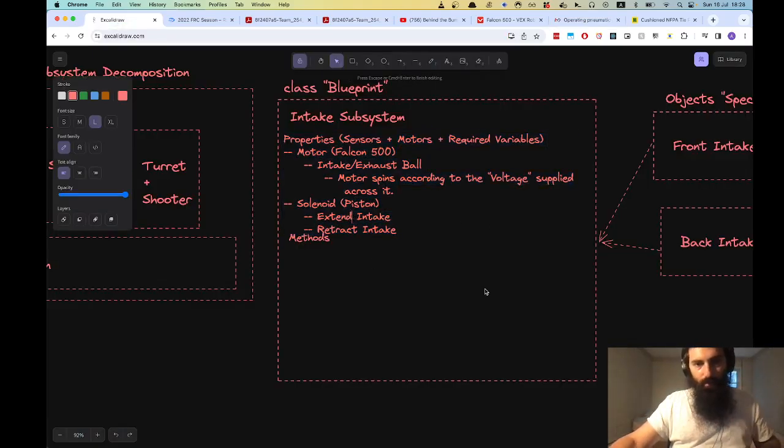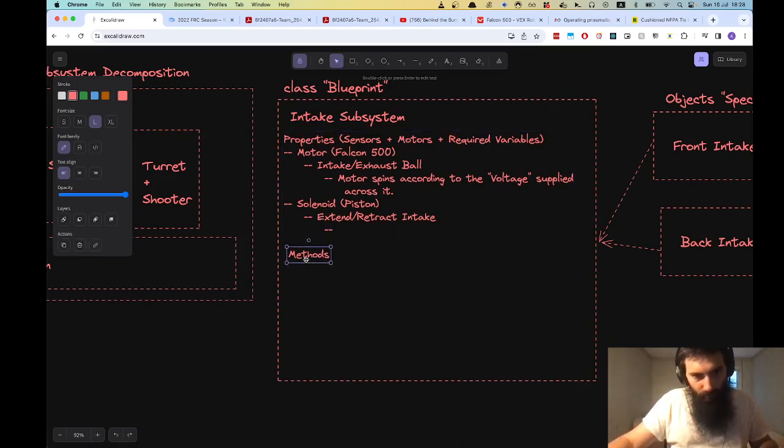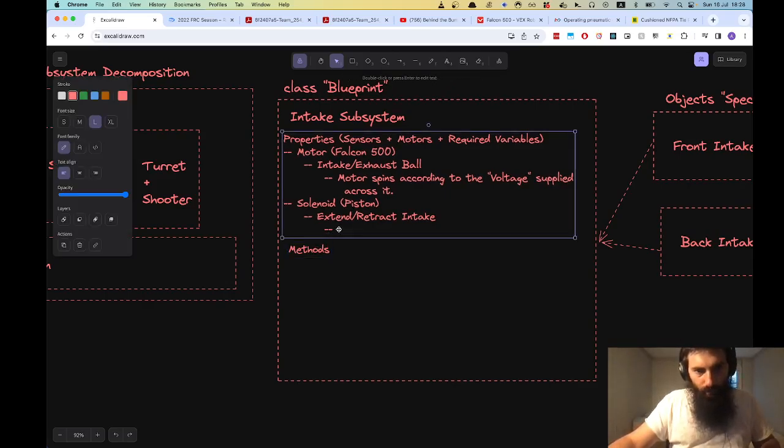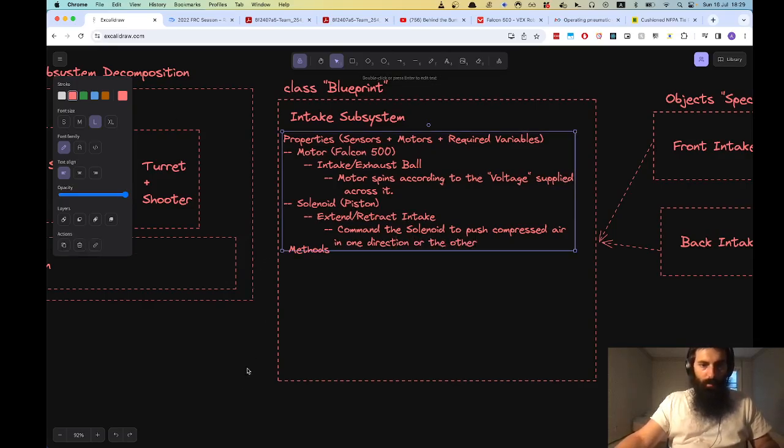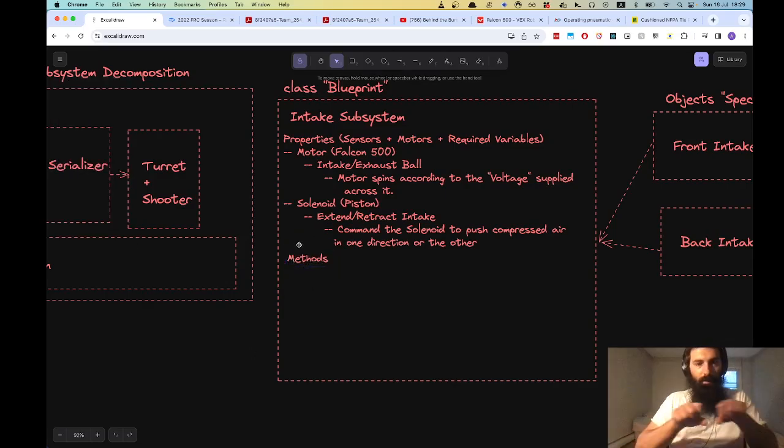So here, a solenoid, extend or retract intake. And so what do we see here? Let's move this method out of the way. Okay. So what does this solenoid do? It extends or retracts the intake, and how does it do that? You can command the solenoid to push compressed air in one direction or the other. And in that way you can make the cylinder go in or out.